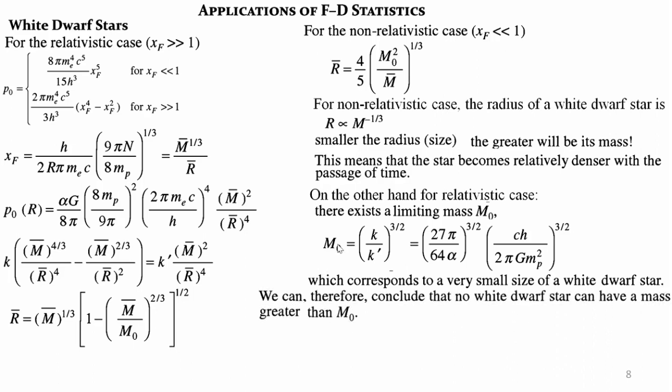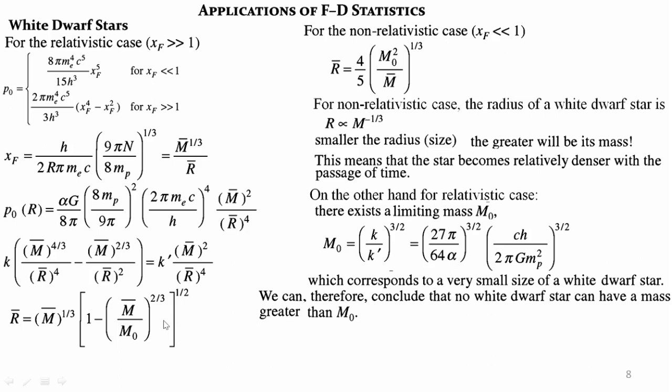Whenever m is comparable to m naught, then we would say that the radius is very small. That's what he's trying to say here. Now we can therefore conclude that no white dwarf star can have a mass greater than m naught, isn't it? If m is greater than m naught, that would lead to something very strange. R bar is not defined. This thing is not defined, right?